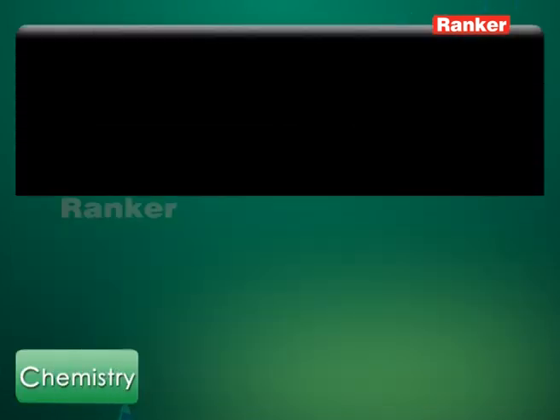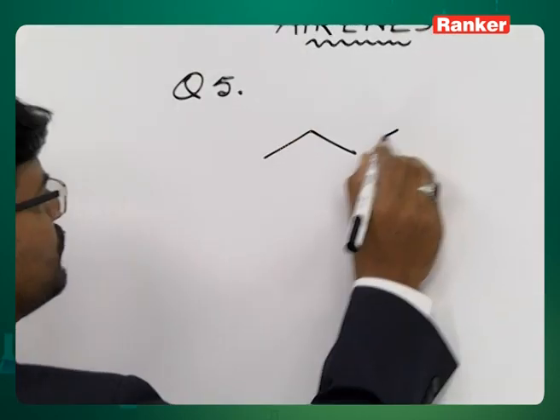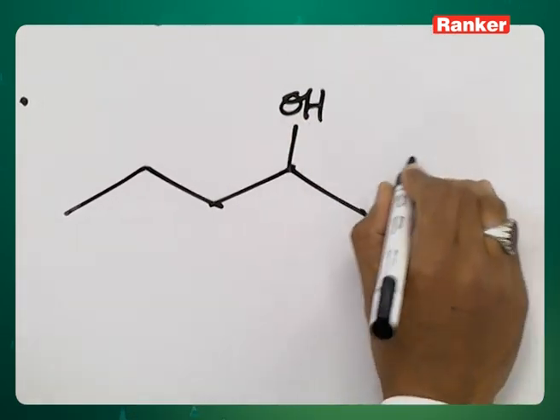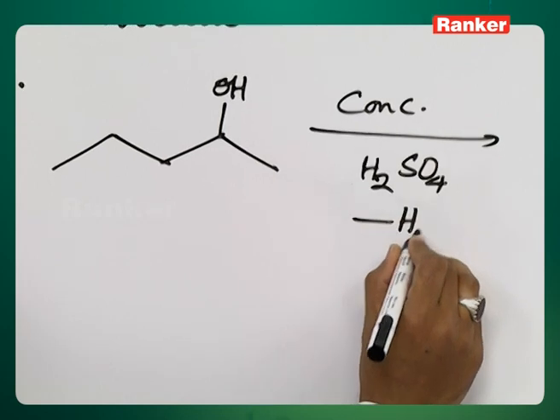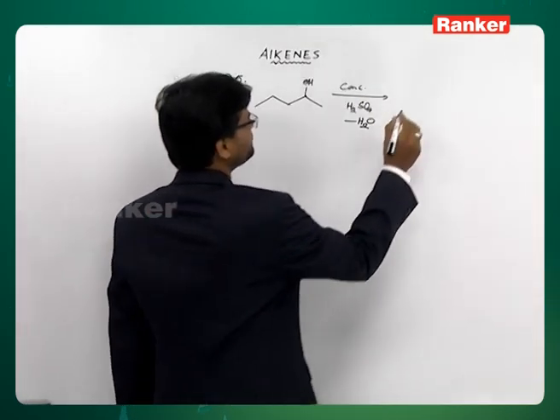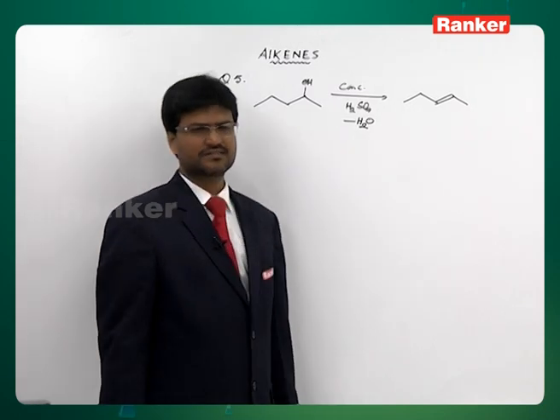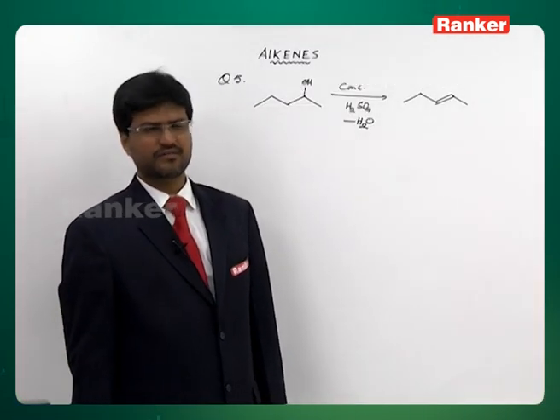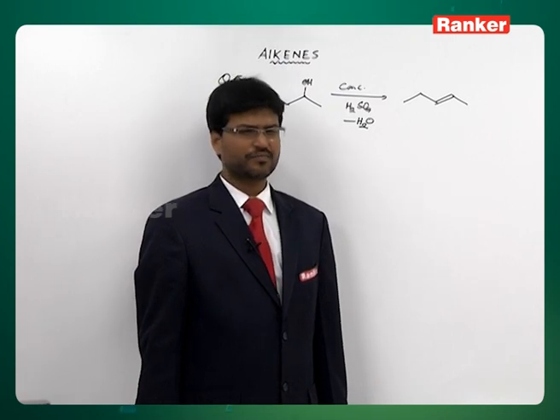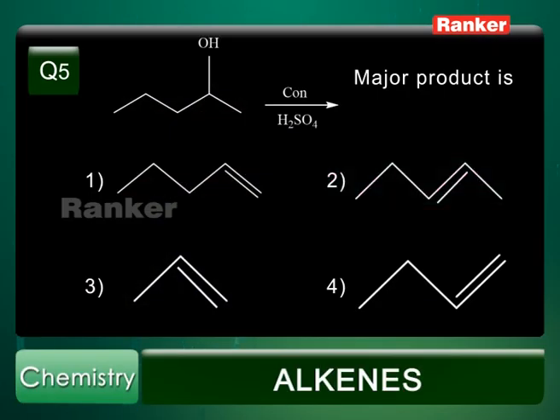Question number 5. Some equation is given and you are asked to find out the major product in the equation. The compound given in the question is 2-pentanol and the reagent is concentrated sulfuric acid. The reaction which is expected to take place is loss of water and you end up with alkene. So, the correct answer is the second option, pent-2-ene. Third and fourth options are ruled out on the basis of number of carbons. You are left with first and second option. First option is Hofmann's product and second option is Saytzeff's product. Here Saytzeff's product is major because it is the more substituted alkene. So, the answer is the second option because the major product is asked.